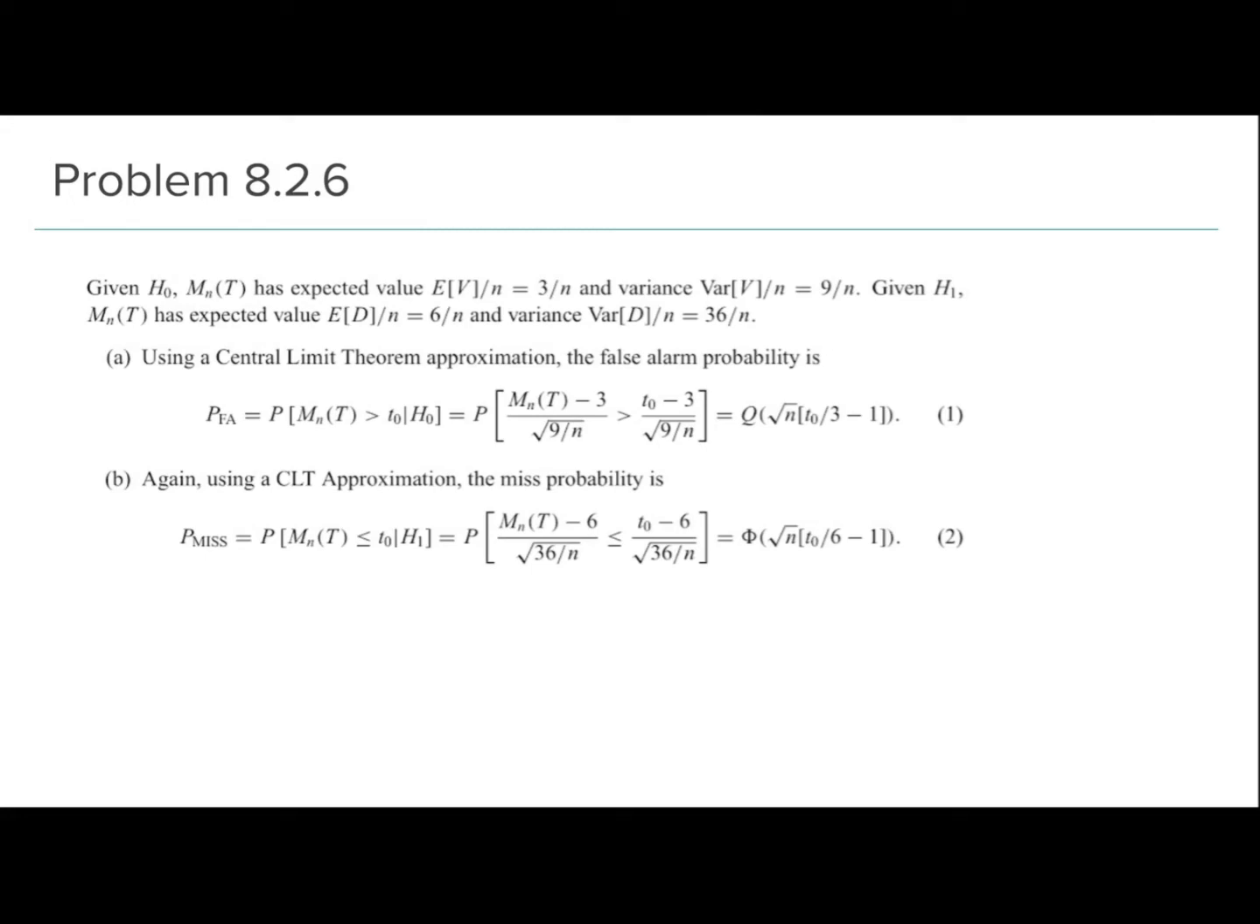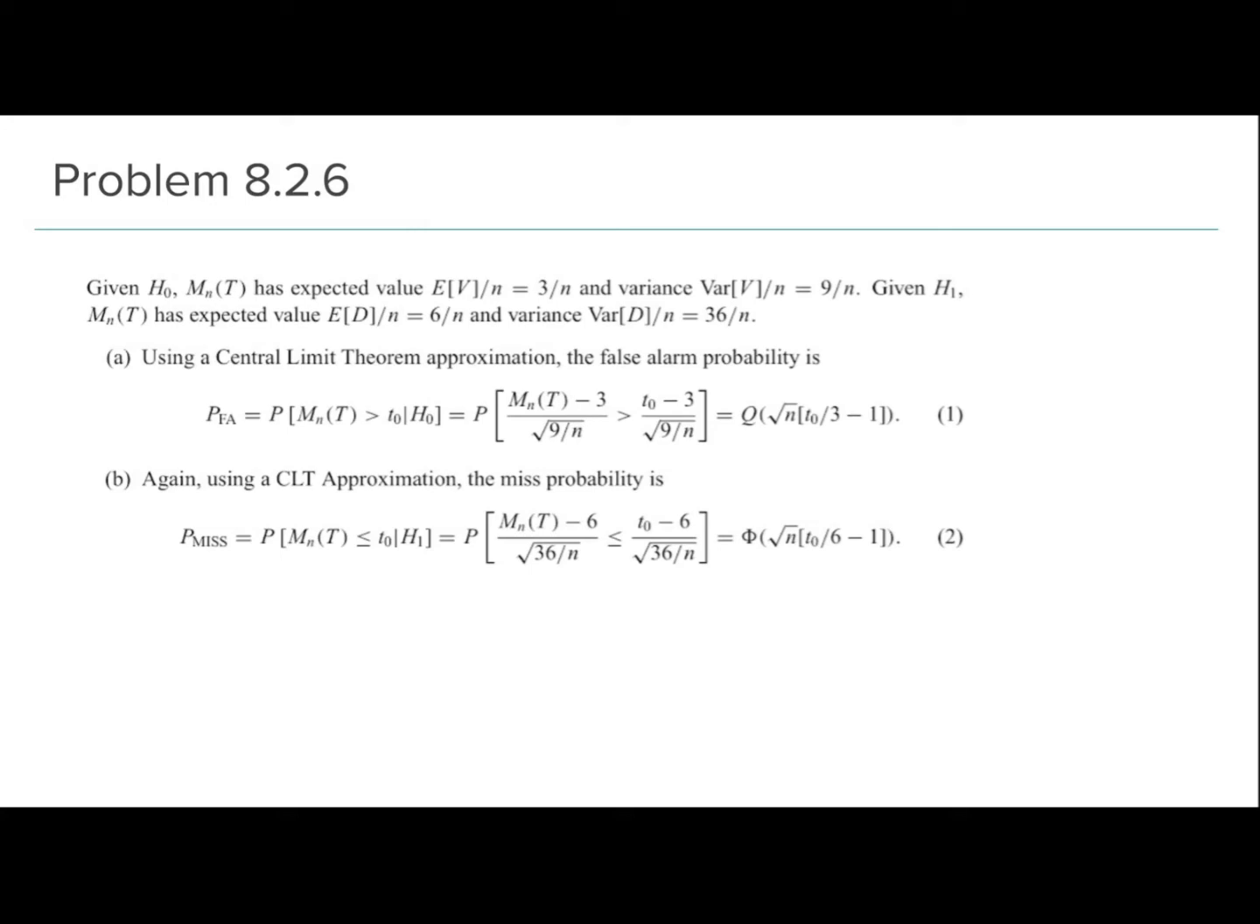So now we can apply the central limit theorem, and this will be equal to 1 minus psi, or which is equal to Q, right? We bring root n to the numerator and divide by 3. So this will be equal to Q of root n times t naught by 3 minus 1, which is the same as t naught minus 3 divided by root of 9 over n, right?